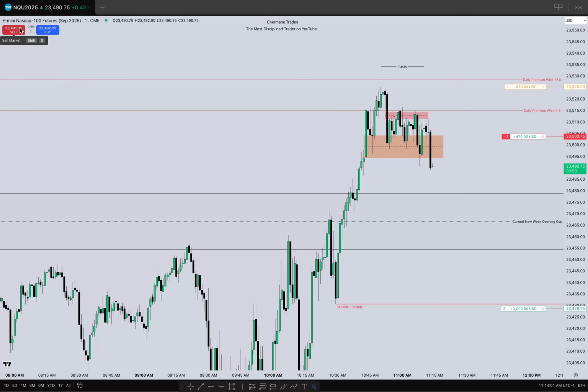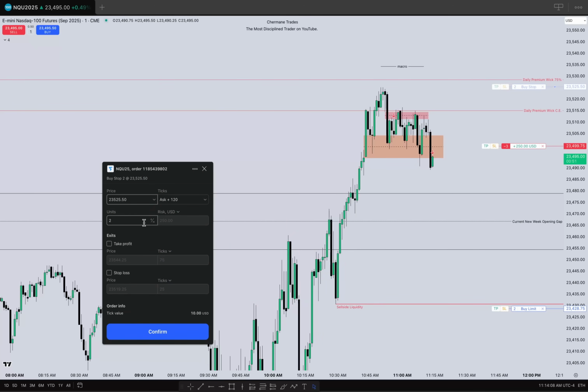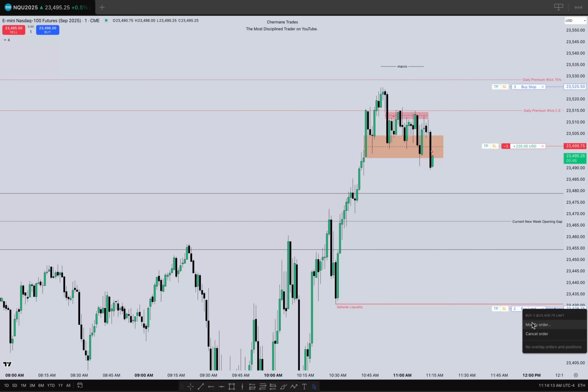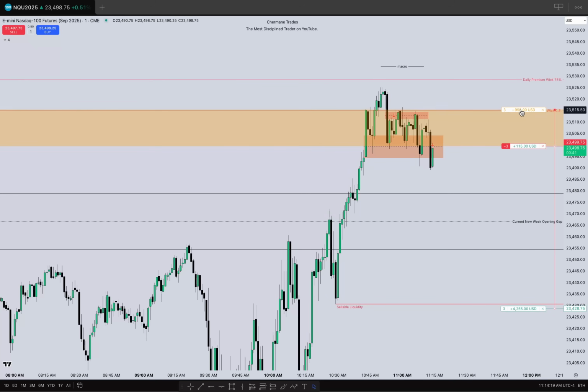So that's the displacement I like. And gonna add at that low end of the inversion fair value gap. And I'm gonna trail my stop loss down. Right about there, right above that fair value gap. So now I'm watching, can we remain in the lower half of that inversion fair value gap? And can we look for that current new week opening gap as a draw?